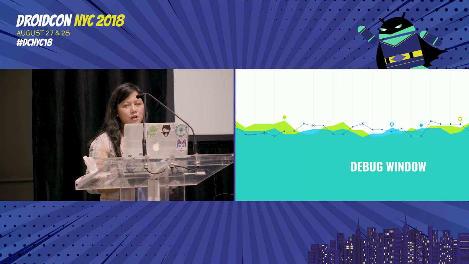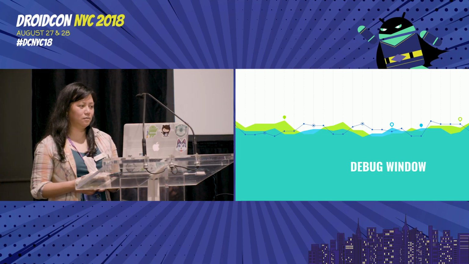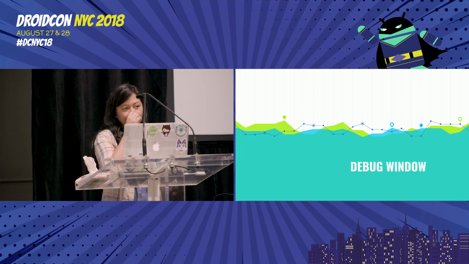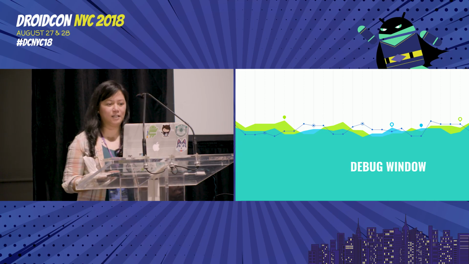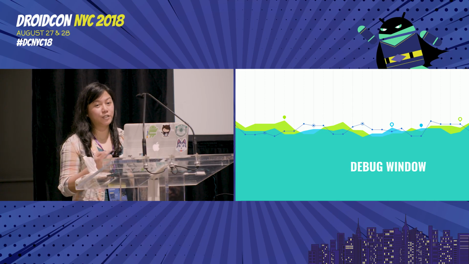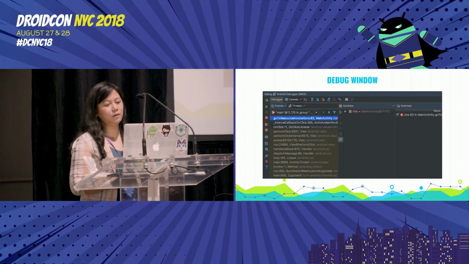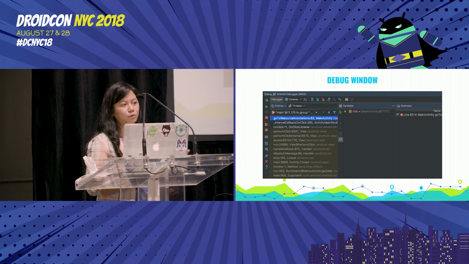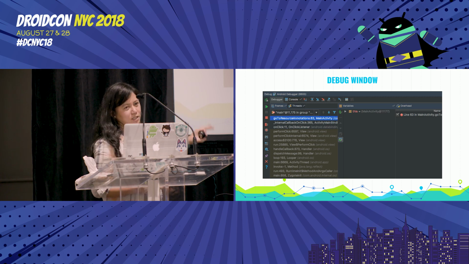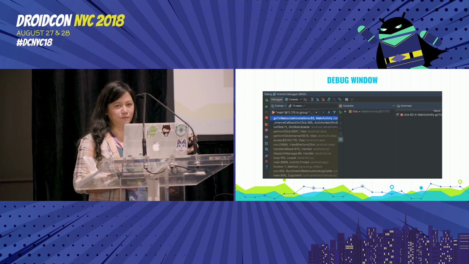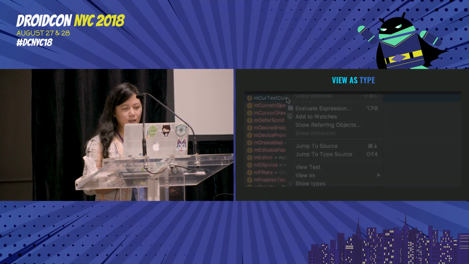All right, let's talk about the debug tool window, because we're debugging. The debug tool window shows a wealth of information whilst we are in a debugging session. If you don't have this view available in Studio, you can open it via View, Tools, Tool Windows, and then Debug. And it looks like this. That's the default look.